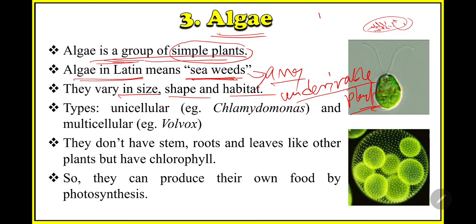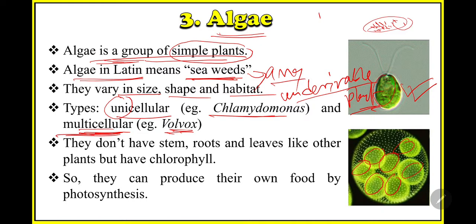Similarly, as I told you in the case of microorganisms, they can be unicellular and multicellular. Uni means only one cell. An example is Chlamydomonas, which is unicellular. This is your Chlamydomonas, only one cell is there. And Volvox are multicellular, though there is still some confusion among scientists about this. Either they are multicellular or unicellular, but they are always found in colonies. You will never find one alone.